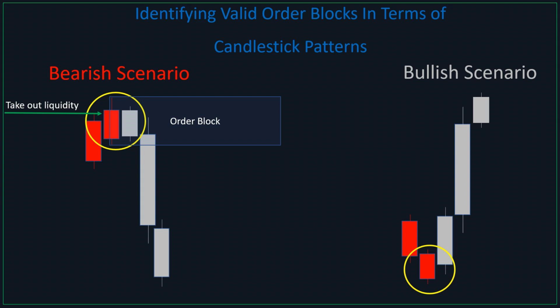In a bullish scenario, we see the same thing happening here. We notice our candle here as the last bearish candlestick. Looking at the left side, we can clearly see that this candlestick has taken out the liquidity from the previous candle, it has taken out the low of the previous candle, and therefore we can mark this candle as our valid order block, expecting price to come back from this order block and continue going to the upside. All right, so let's move on.